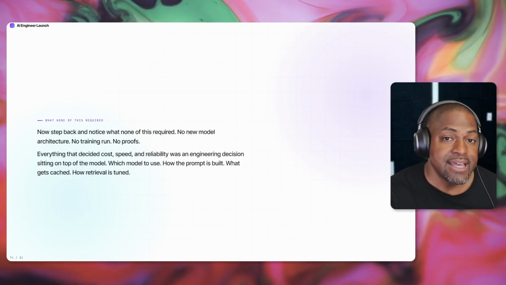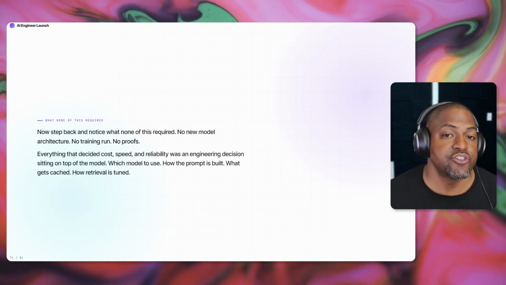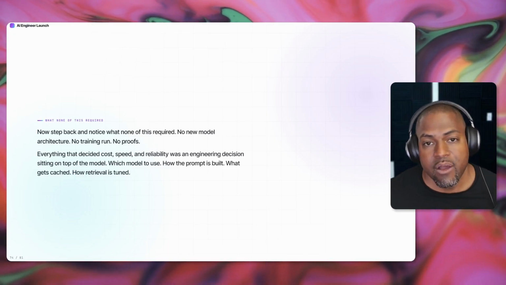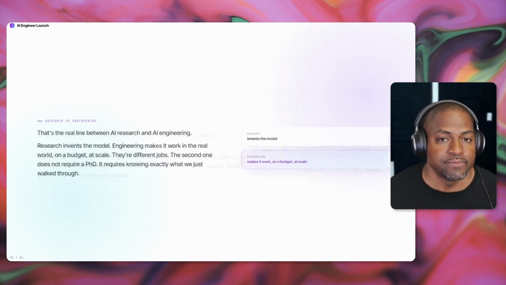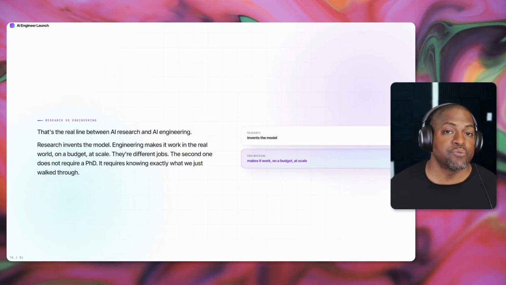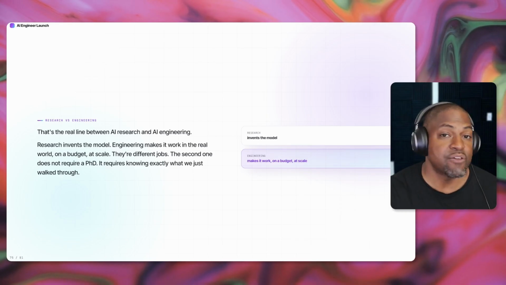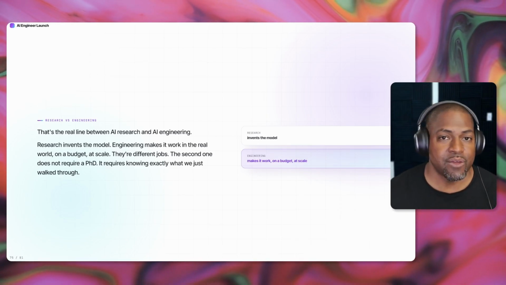Everything that decides cost, speed, and reliability is an engineering decision sitting on top of the model. Which model to use, how the prompt is built, what gets cached, how retrieval is tuned. Research invents the model. Engineering makes it work in the real world, on budget, at scale. Different jobs. Engineering does not require a PhD. It requires knowing exactly what just walked through.